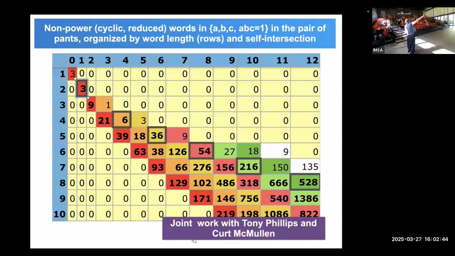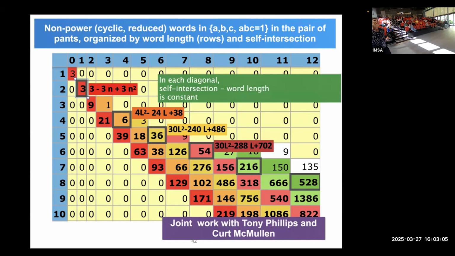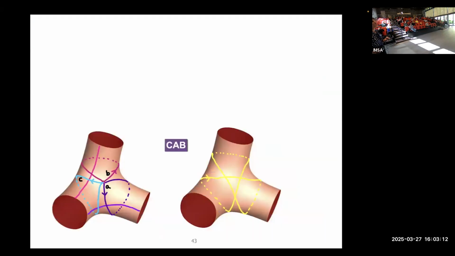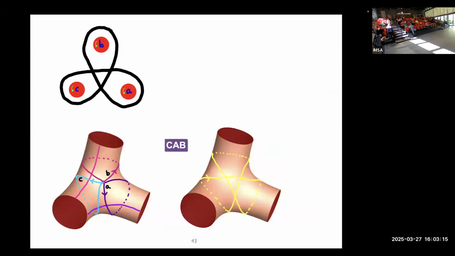And no, this is work of Tony Phillips and Curt McMullen. So we look at all these diagonals and experimentally found that they're all different quadratic polynomials. Here they are. And the diagonals can be characterized by the difference between self-intersection and word length being constant. And let me explain why. Now we have a clue of this fact, and we know why.